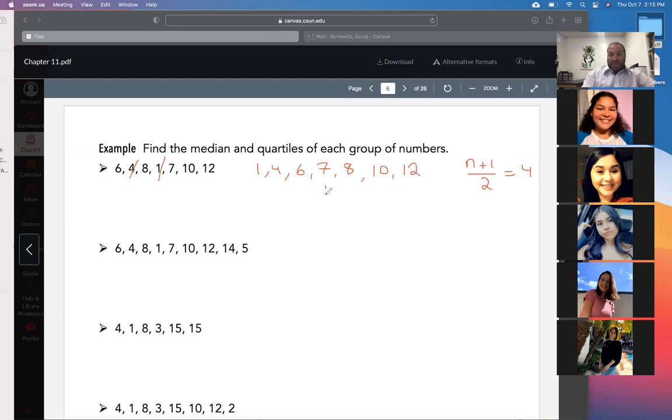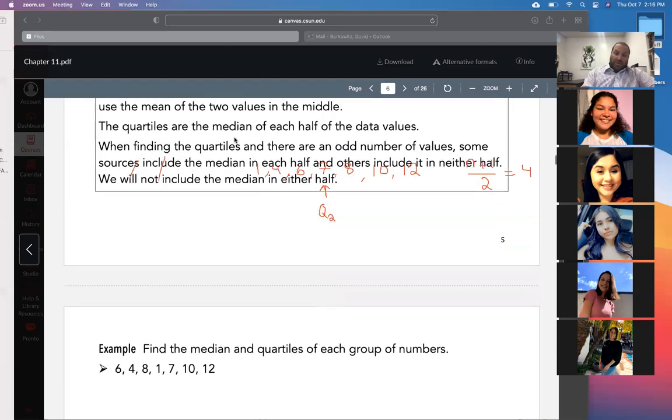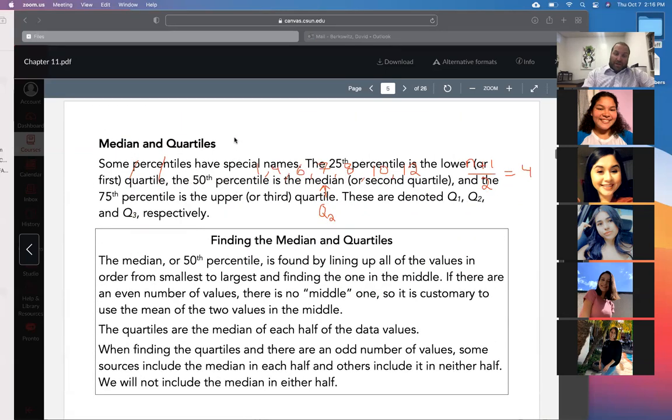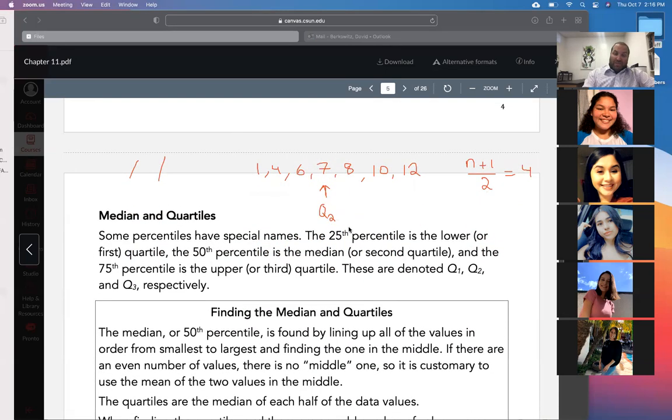Then the median is the 4th data point. So the median is Q2. The median Q2 is equal to 7. It is the 4th data point. Now, once I find the median, how do I go about finding the 25th percentile?